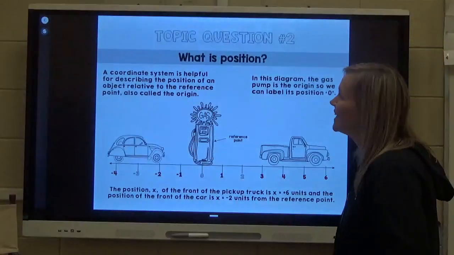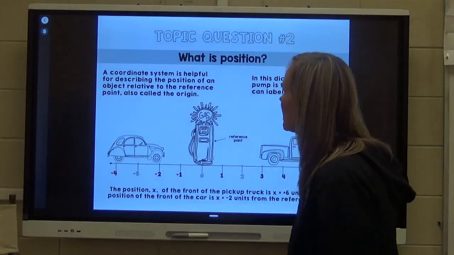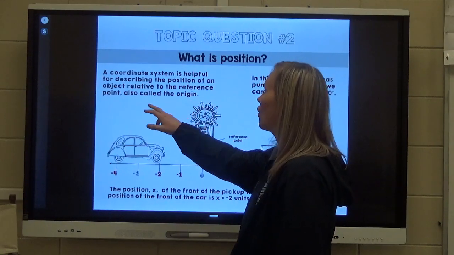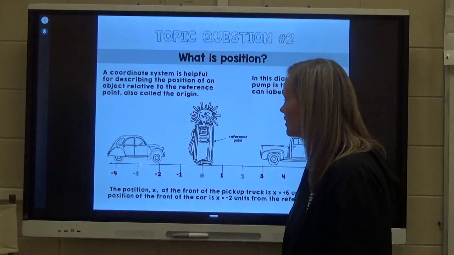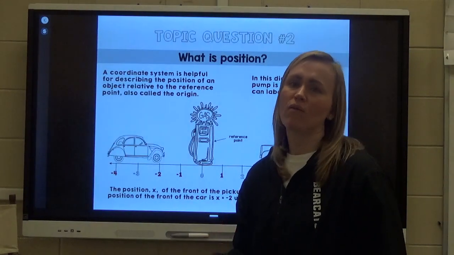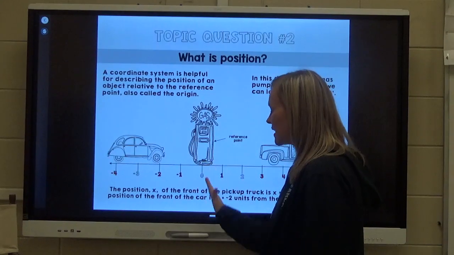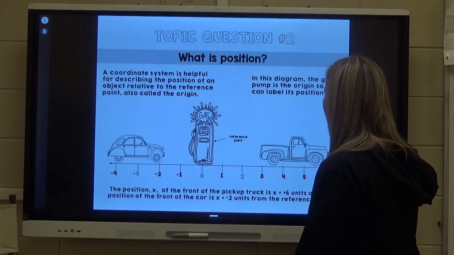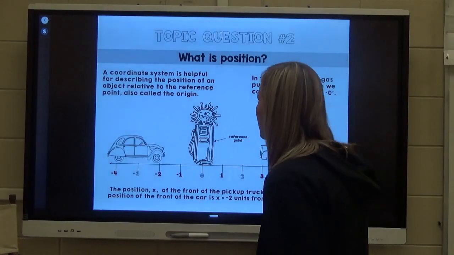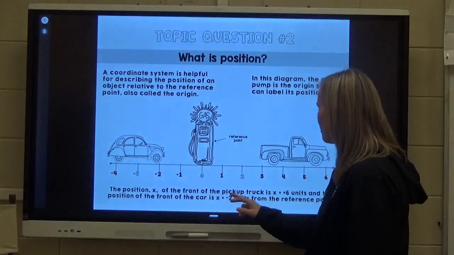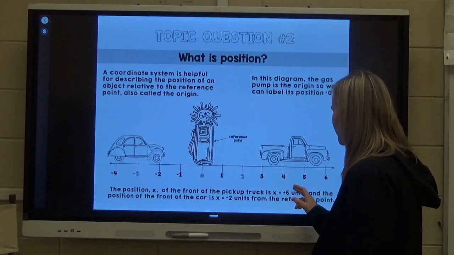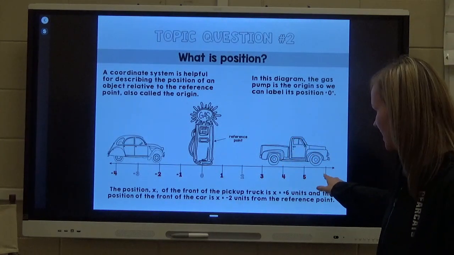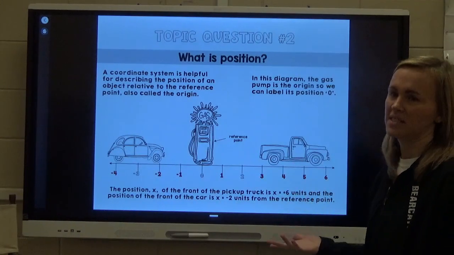So, what is position? A coordinate system is helpful for describing the position of an object relative to the reference point, also called the origin. So the spot where we start is going to be our reference point, or our point of origin. If we were going to plot this, we would put this at 0 as the origin. In this diagram, the gas pump is the origin, so again, we label its position 0. The position x of the front of the pickup truck is x equals positive 6 units. So if we look at this truck here, we see the very front of the truck is at 6. So we say that x equals +6.